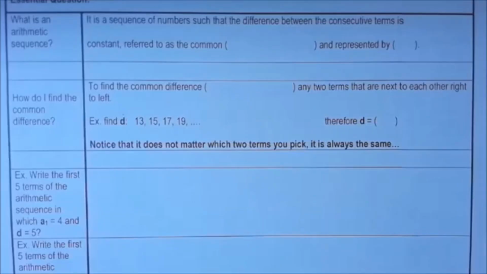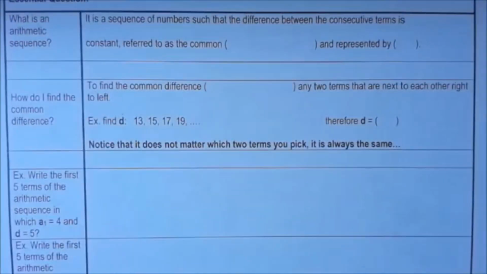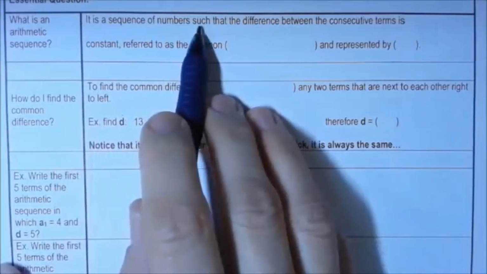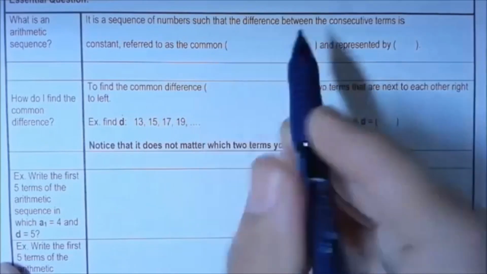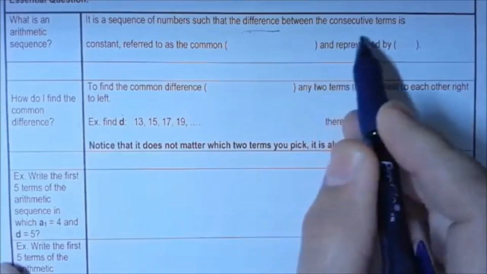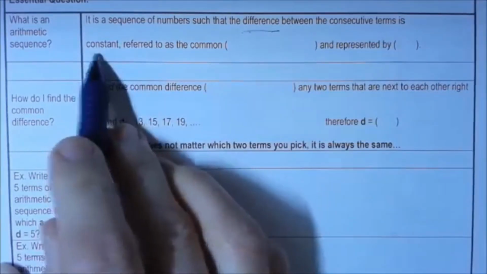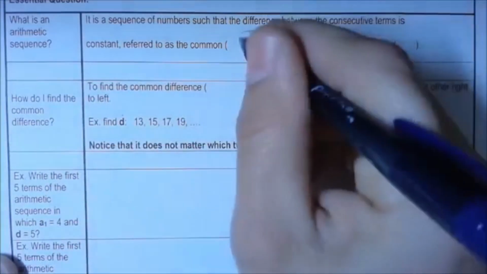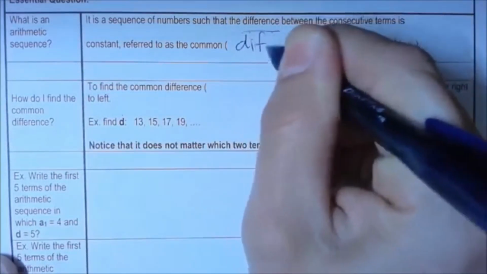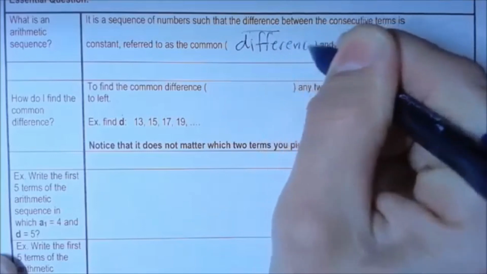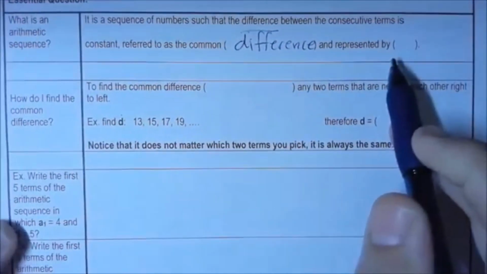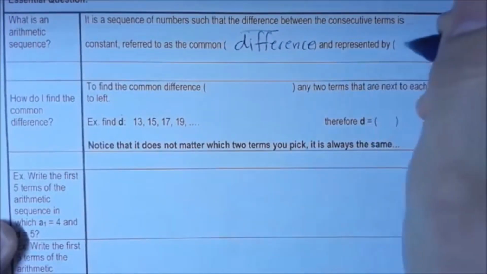In these notes, we're going to be looking at arithmetic sequences. So notice the first question we have is, what is an arithmetic sequence? An arithmetic sequence is a sequence of numbers such that the difference between the consecutive terms is constant, referred to as the common difference, and represented by D.